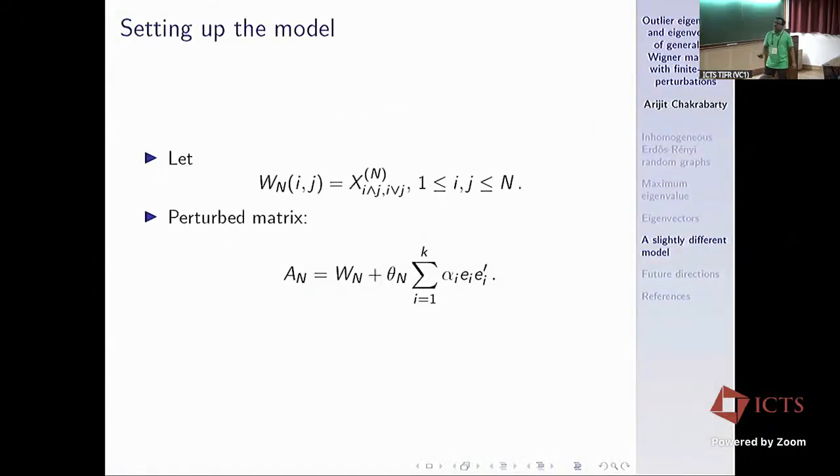Let's set up the model. W_n is the matrix whose ijth entry is X of (i minimum j, i maximum j). In other words, it's again a Wigner type matrix, that is, its upper triangular entries are independent zero mean. And then we perturb it in this way: A_n is W_n plus theta_n times the sum for i running from 1 to k of alpha_i e_i e_i prime. I'll tell you what the alpha_i's and e_i's are in a second.